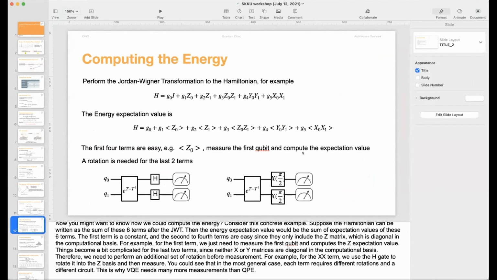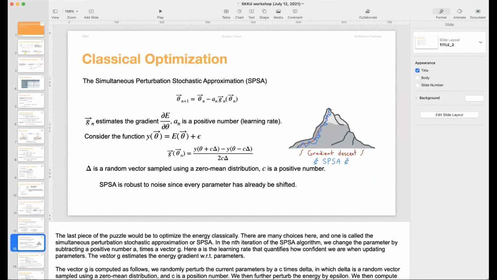Therefore, we need to perform an additional set of rotations before measurements. For example, for the XX term, we use the H gates, the Hadamard gates, to rotate into the Z basis and then perform the measurements. You could see that in the most general case, each term will require a different set of rotations and a different set of circuits. This is why VQE needs many more measurements than QPE. So the last piece of the puzzle will be to optimize the energy classically.